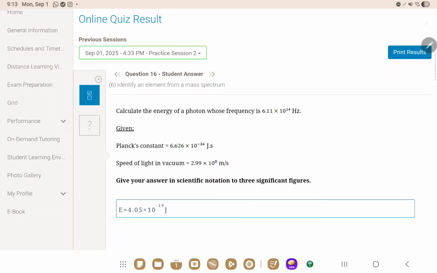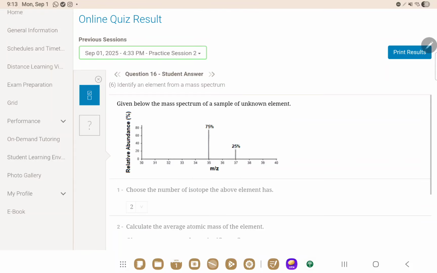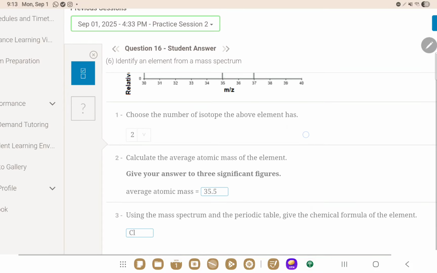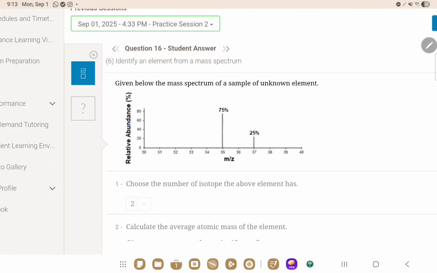Moving on to the next question. Now, in this question, I made a small mistake and I'll tell you where. But this question has showed up in many AMSs, periodics and finals before. Now, choose the number of isotopes. To see the number of isotopes, you need to see how many lines you have. 2 lines means 2 isotopes.